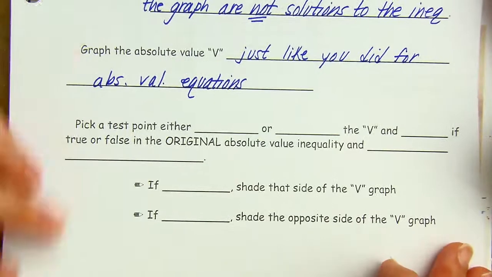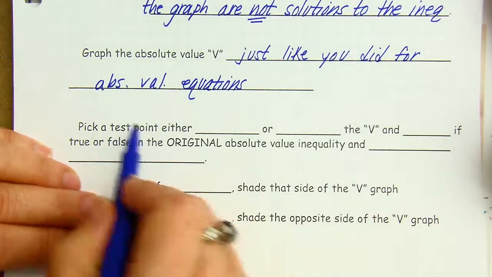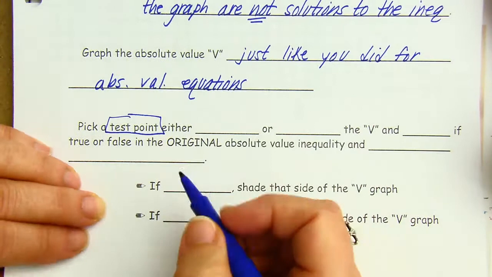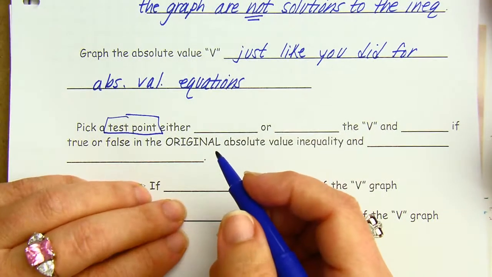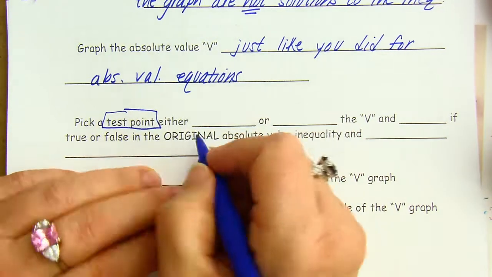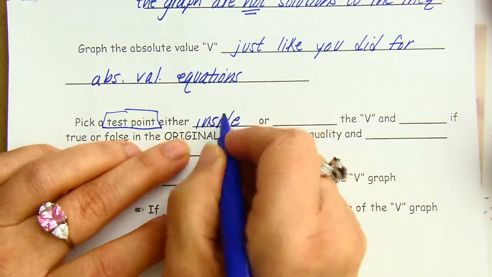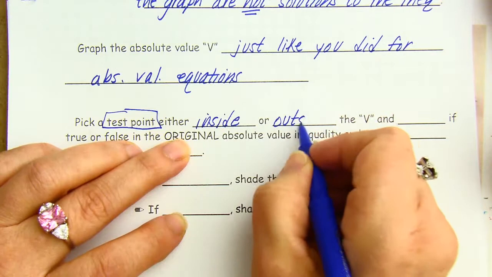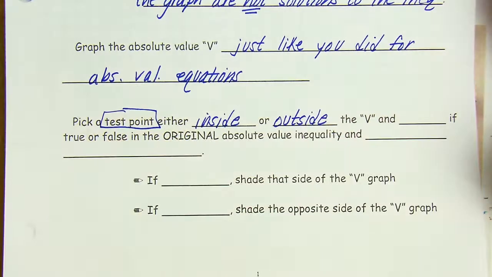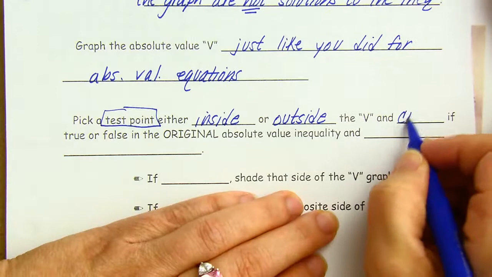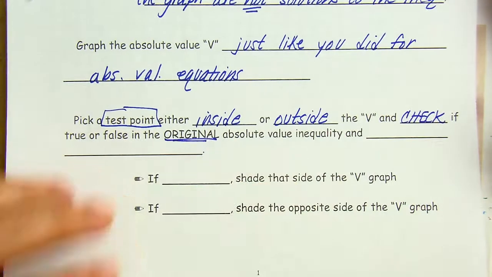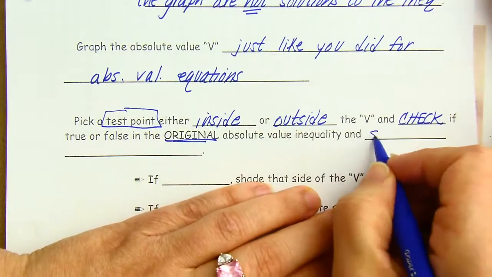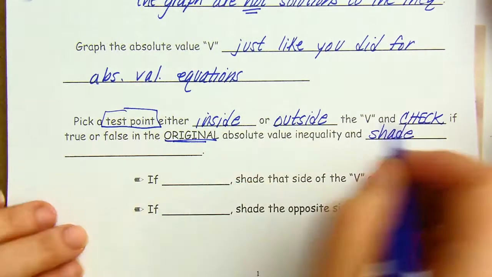Okay, just like we did for two-variable inequalities, you have to pick a test point. But this time, it's not going to be on one side or the other of the line. It's either going to be inside the V-shaped graph or outside that V-shaped graph. And you must check these. Check if it's true or false in the original absolute value inequality. And then you will shade appropriately.